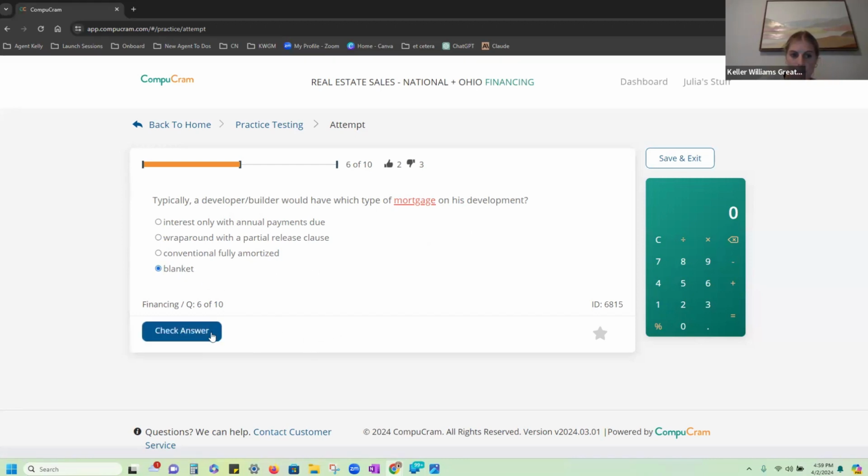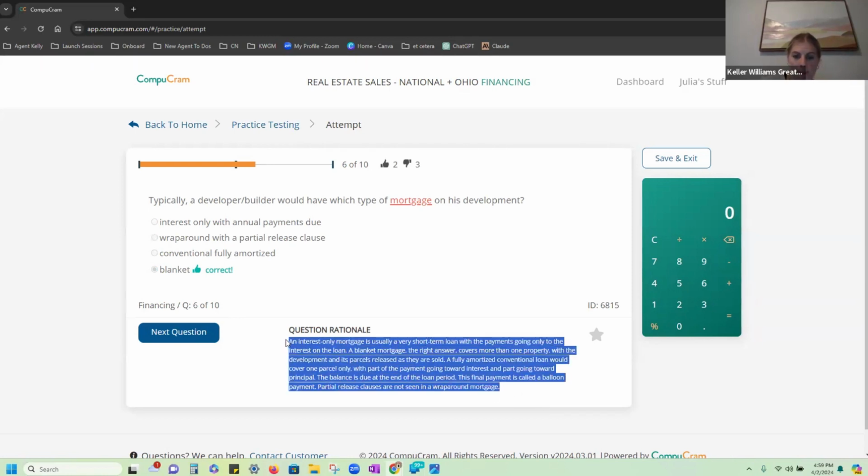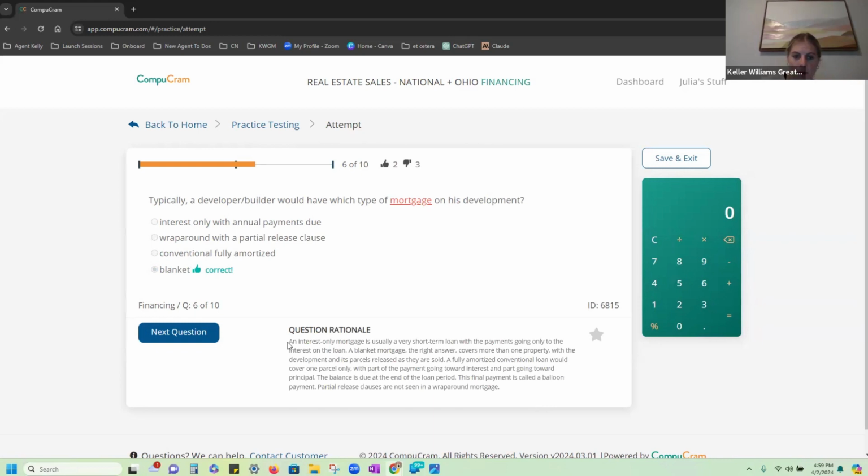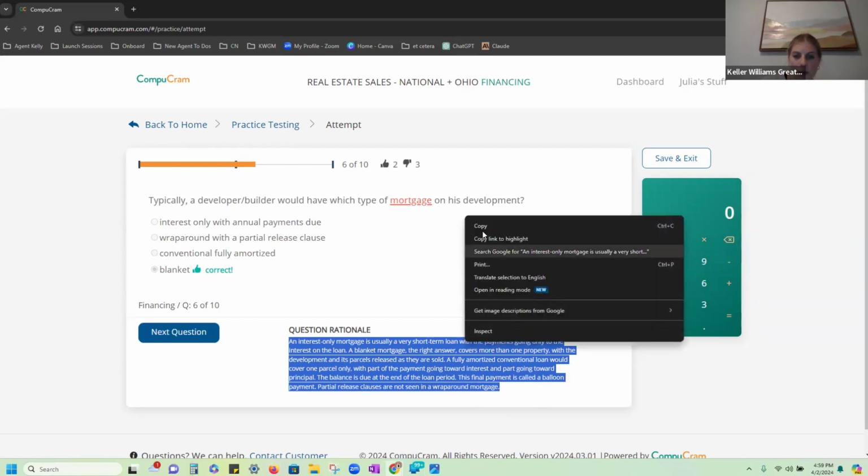D, blanket, and that is correct. So typically a developer builder would have which type of mortgage on his development? A blanket mortgage. And then a blanket mortgage is the right answer, which covers more than one property with the development as parcels released as they are sold.